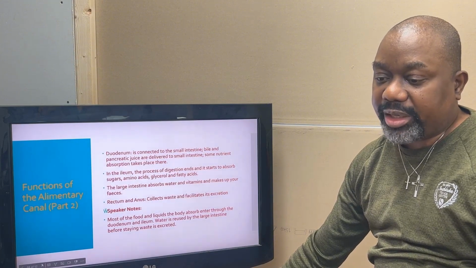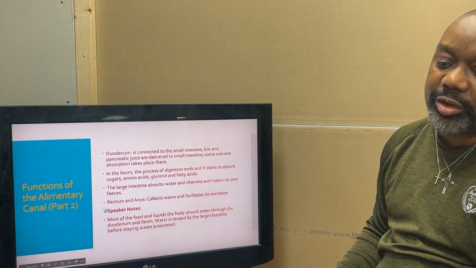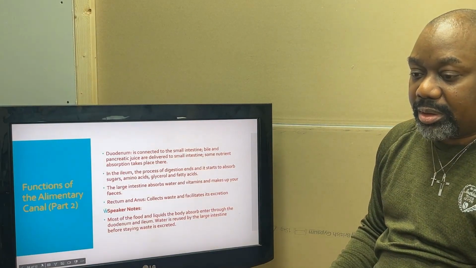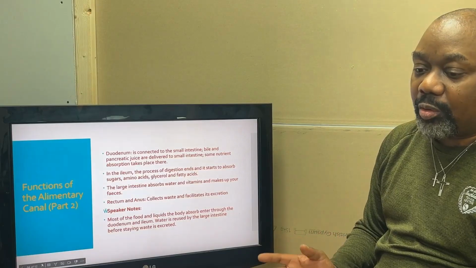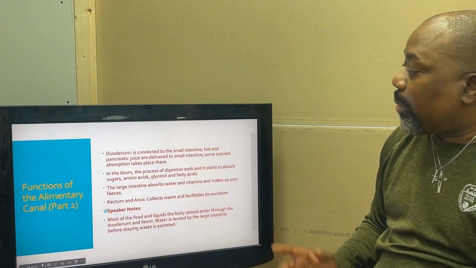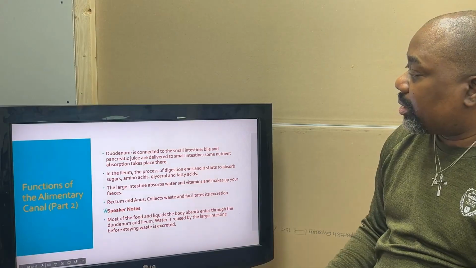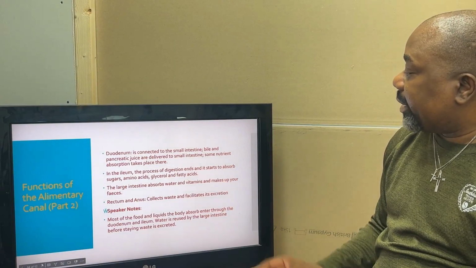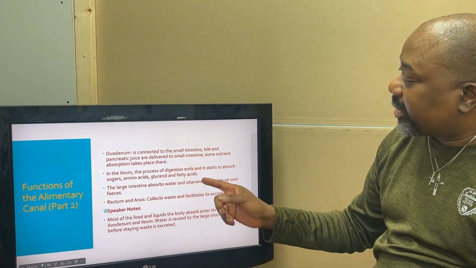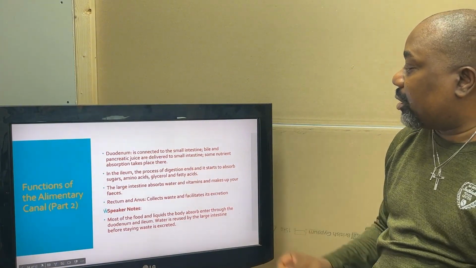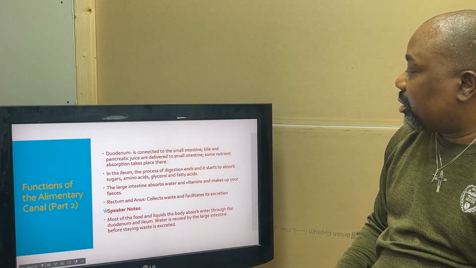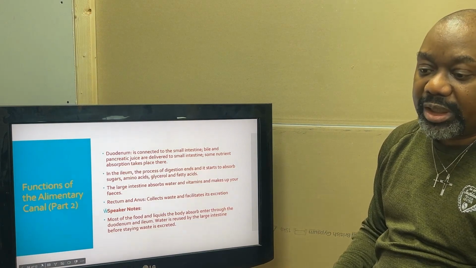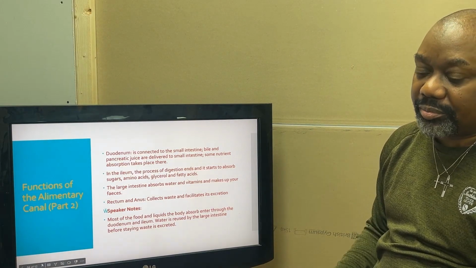In the next paragraph, I'm going to talk about the function of the alimentary canal, part 2. The previous paragraph was part 1. In part 2, you have the duodenum. It's connected to the small intestine. The bile and the pancreatic juice are delivered to the small intestine. Some nutrient absorption takes place right there.